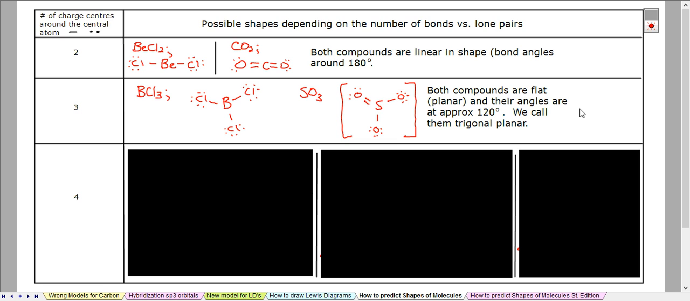Now where things get interesting is when we have 4 charge centers, because we have different possibilities, different permutations or combinations with charge centers.